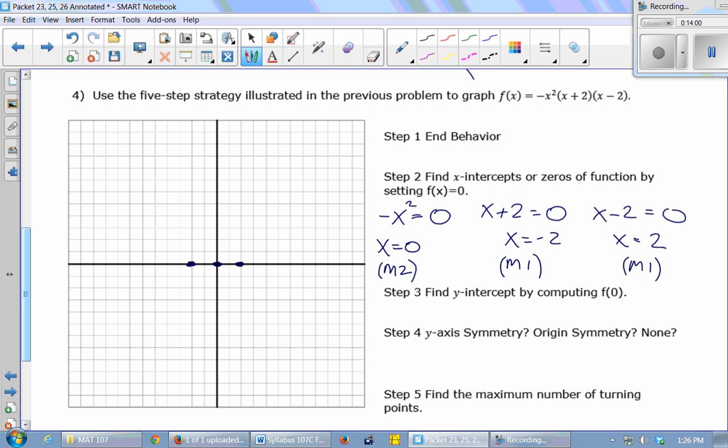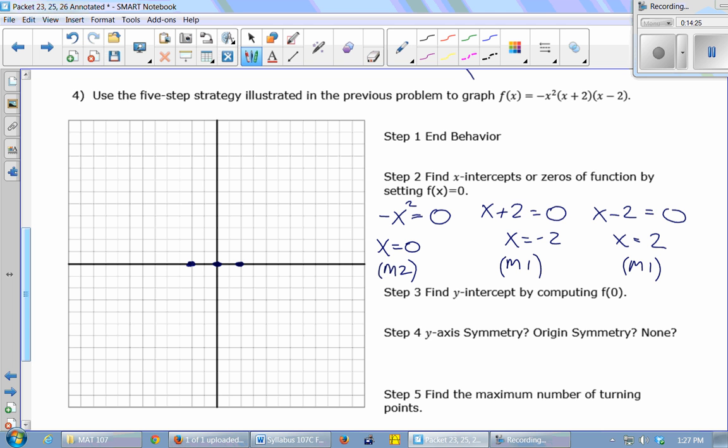All right, now let's think about the end behavior. So the end behavior is the highest power of x, right? It's the highest power of x when everything's all multiplied out, but I have it factored. How could I figure out what the highest power of x is in this polynomial? Yeah, just multiply it all out.